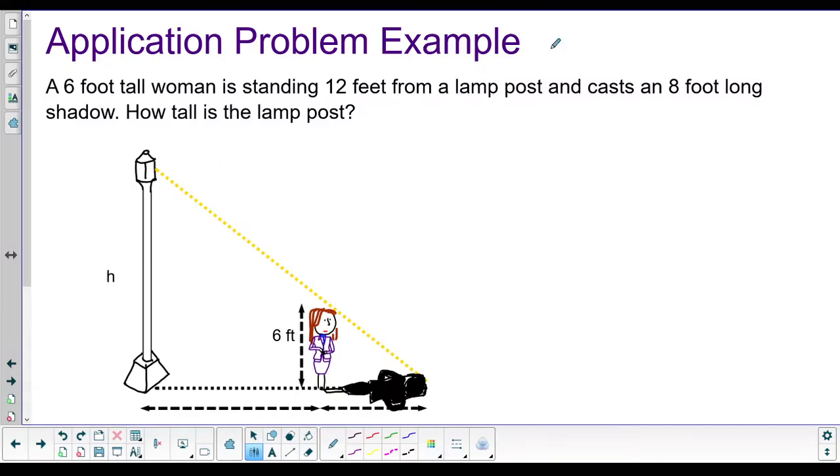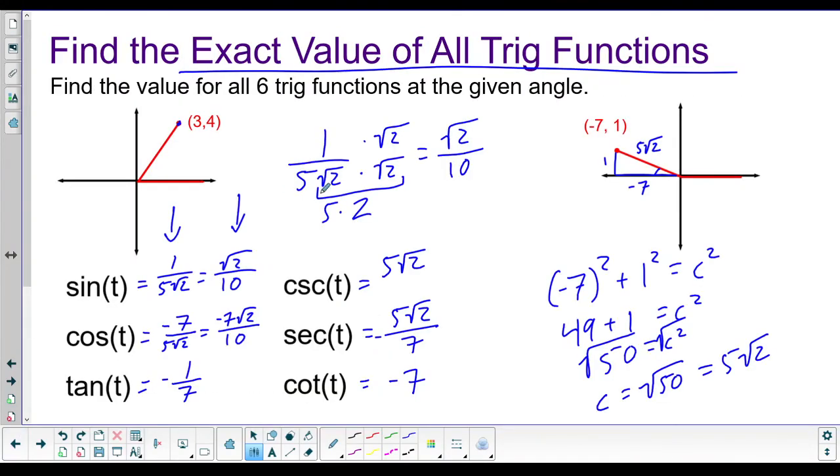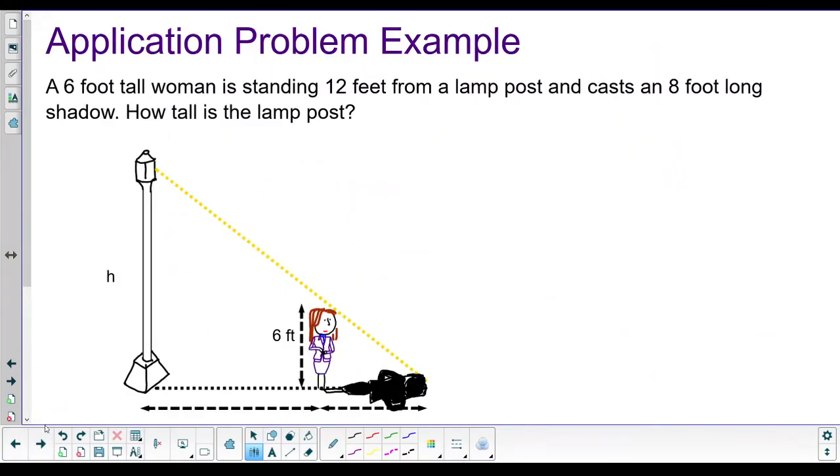So here we have an application problem. In general, for application problems, your goal is to make a right triangle and then set up trig ratios and hopefully solve it. Okay. This one is a little bit weird because if you set up the triangle, it's not immediately obvious how you solve it. So there's a little extra know-how that goes into this one that I want to remind you about.